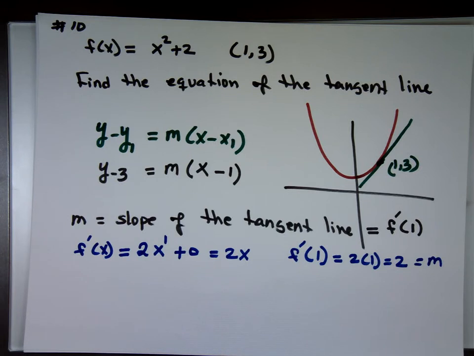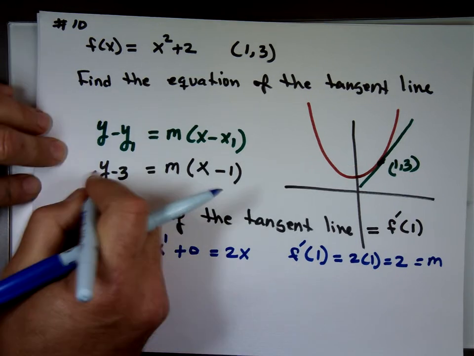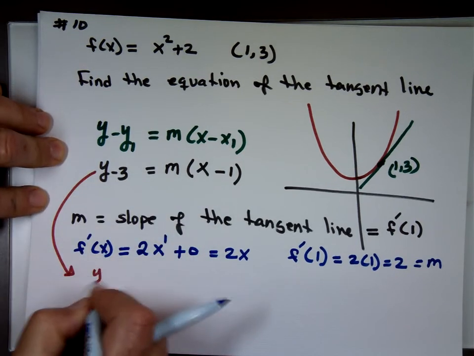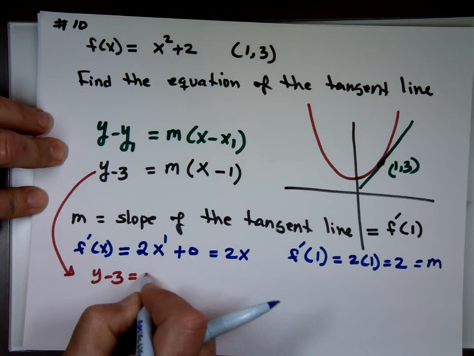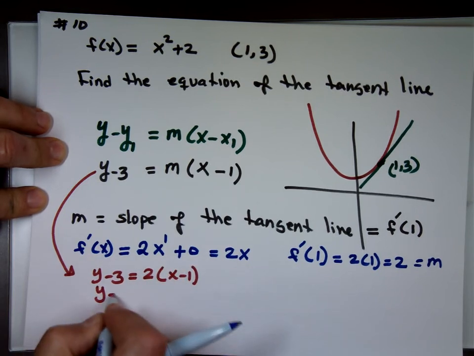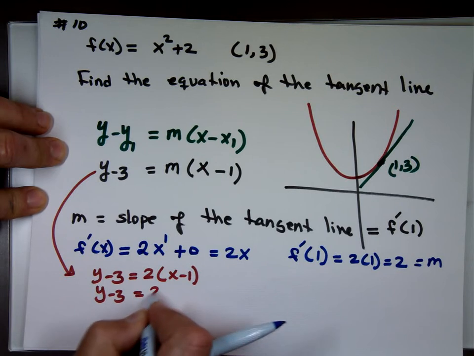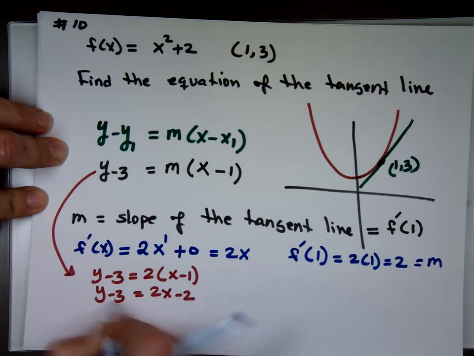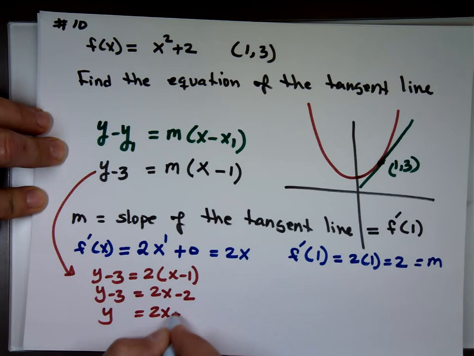Now, if I know m, can I go back and plug it in? Go back to this one. Y minus 3 equals 2 times x minus 1. Clean it. Y minus 3 equals what? 2x minus 2. Move the minus 3 there. Is that 2x plus 1? So that's what they're looking for.